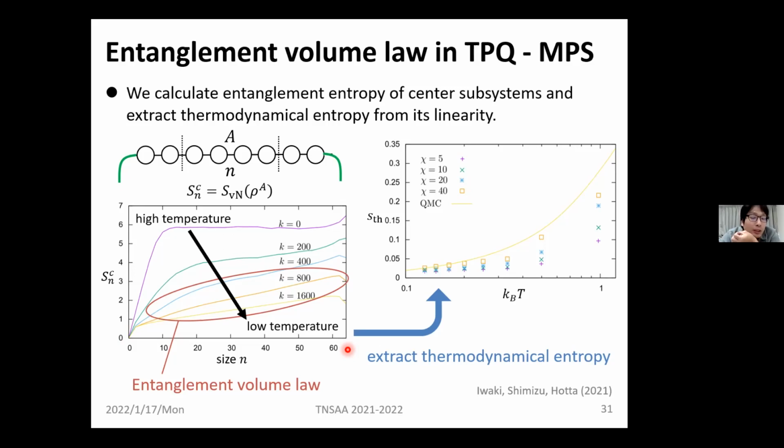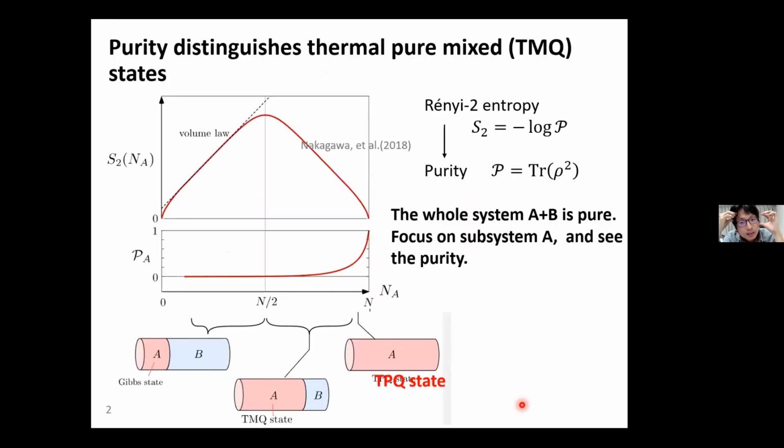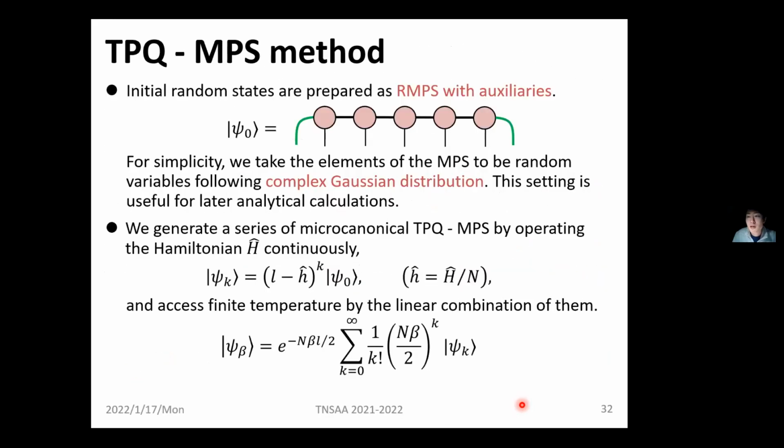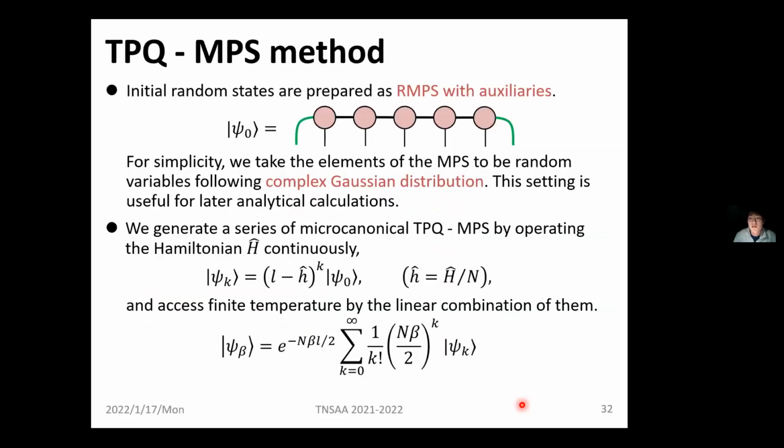I may have some technical questions. First, do you always choose the bond dimension on the auxiliary side the same as the bond dimension of MPS? Yes. Initially, yes, it is. In the first place, yes. I take bond dimension equal for both bonds. Okay.